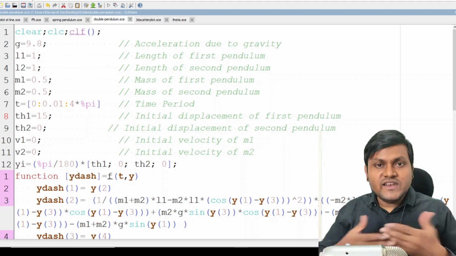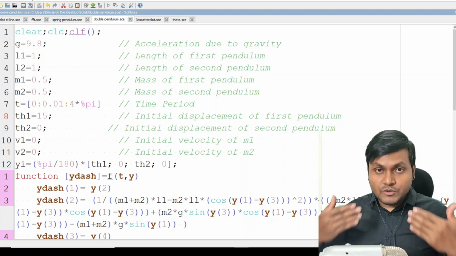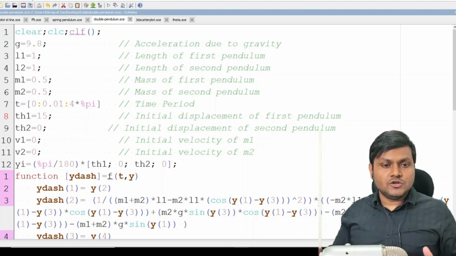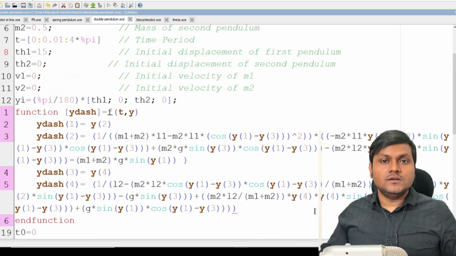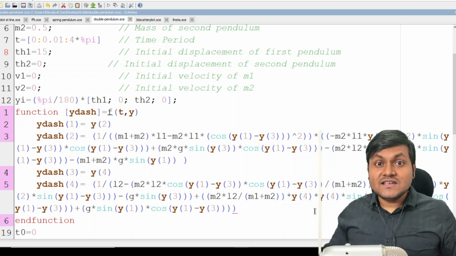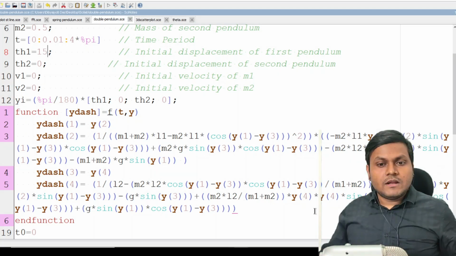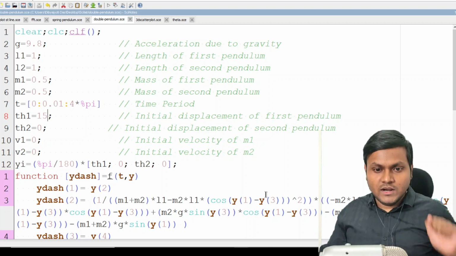You can do that in various computational softwares like Mathematica, MATLAB, maybe Python. I took the help of Scilab. I created a program to solve the two second order differential equations of a double pendulum simultaneously for larger angles. Now, I'm not going to go into the details of the program. I'll put a link in the description. If you're interested in this program, I'll put a downloadable link somewhere.